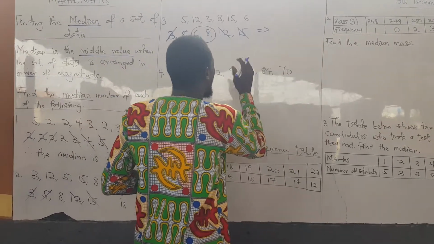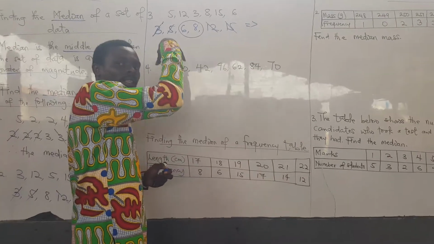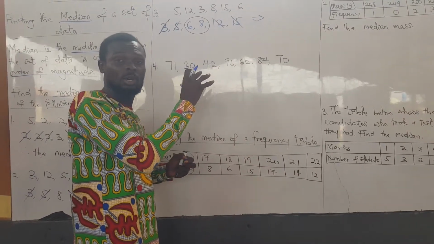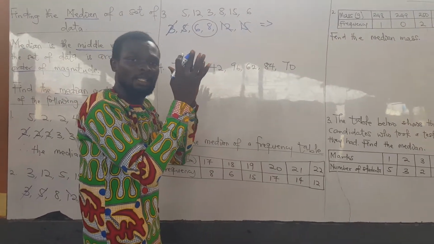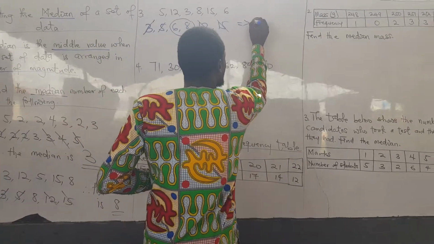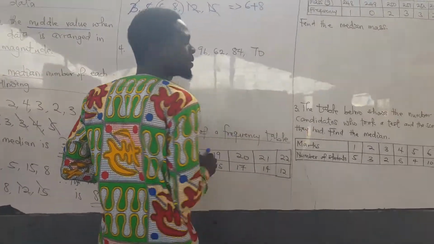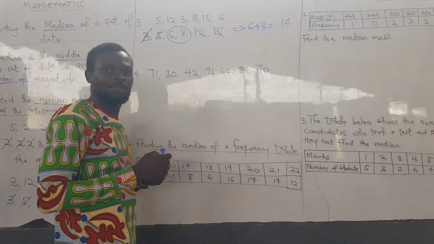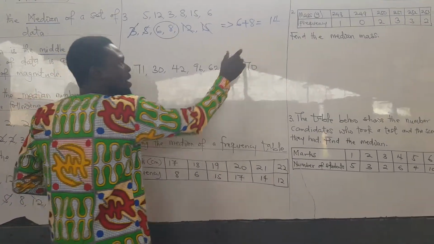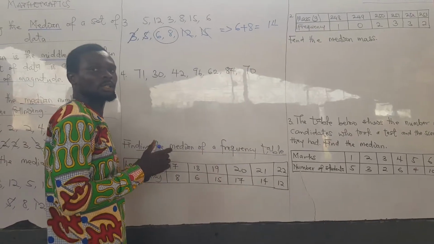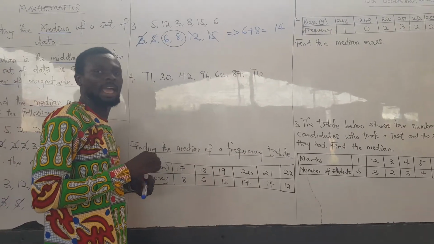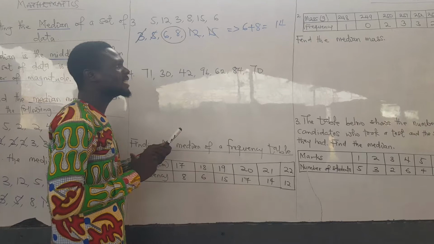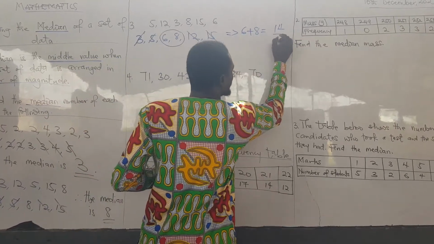The 2 numbers are 6 and 8. Put those 2 numbers together, so we are going to find 6 plus 8. And 6 plus 8 is going to give you 14. After getting the 14, strike the 14 by half, or divide the 14 by 2.